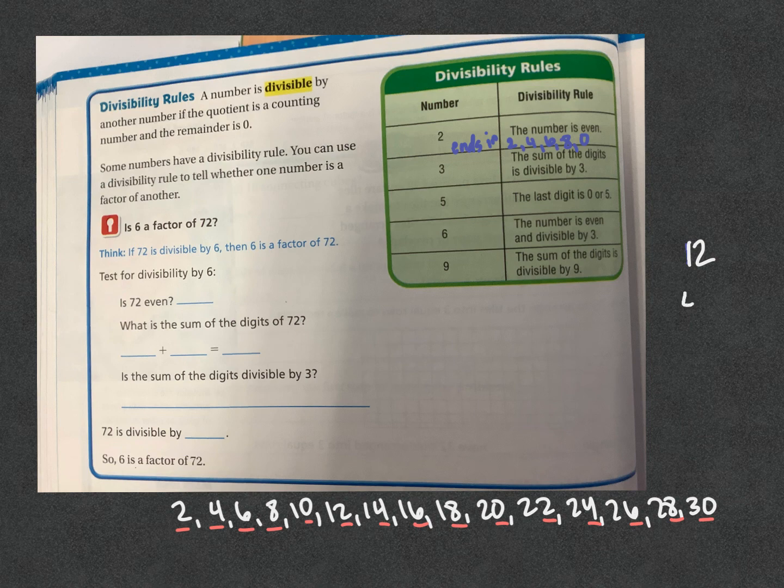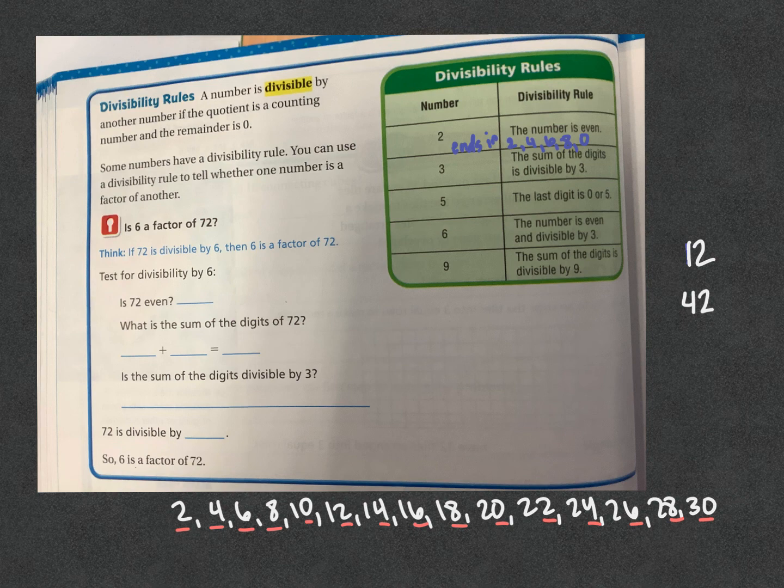What if I did 42 and I asked you, is 3 a factor of 42? Okay, well, let's check. Using this divisibility rule, I'm going to add together the 2 digits. 4 plus 2 is 6. Is 6 divisible by 3? Or is 3 a factor of 6? Yeah, because 3 times 2 is 6. So if 3 times 2 equals 6, which is the sum of these two numbers, then 3 times something equals 42. And it just works that way.